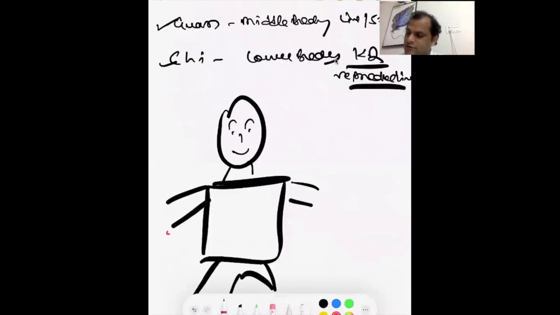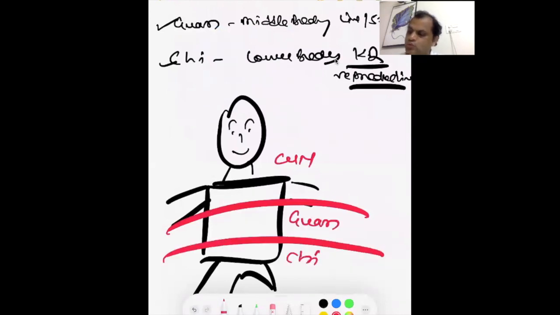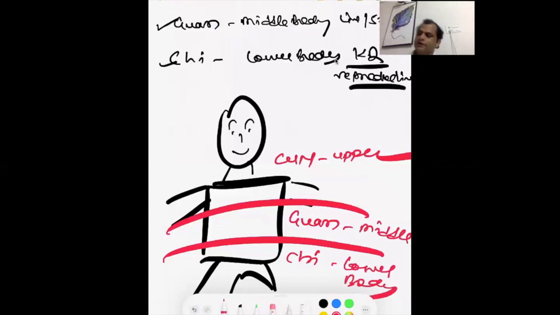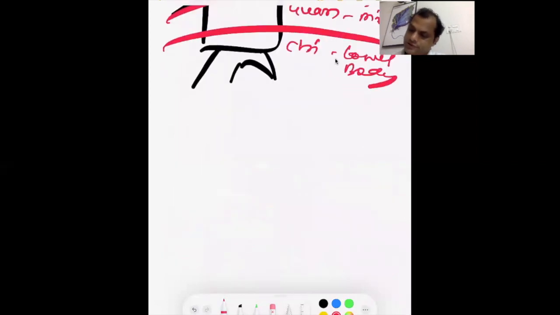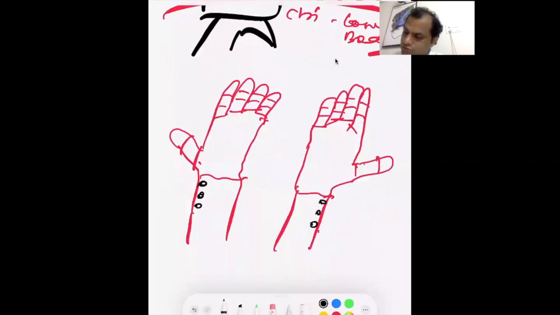So as per the acupuncture, upper part chun, middle part is called guan, and lower part is called chi. So this is the upper body, this is the middle body, and this is the lower body. So we tell it chun, guan, chi, and we can find out with the pulse. So this is the first condition: first upper is chun, second is guan, third is chi.